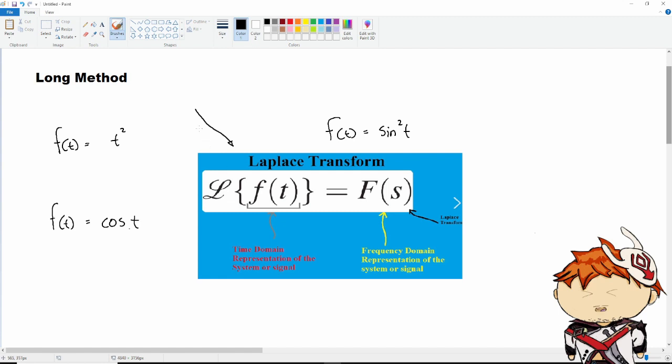Laplace transform is basically transforming your function of t into a function of s. But what do t and s stand for? We're not talking about x and y anymore. We're talking about t and s. So t represents the time domain.